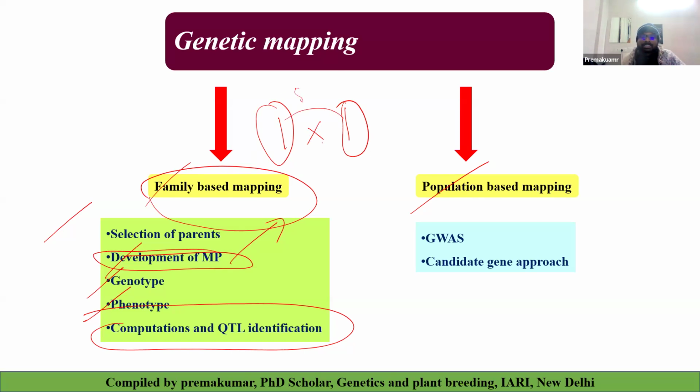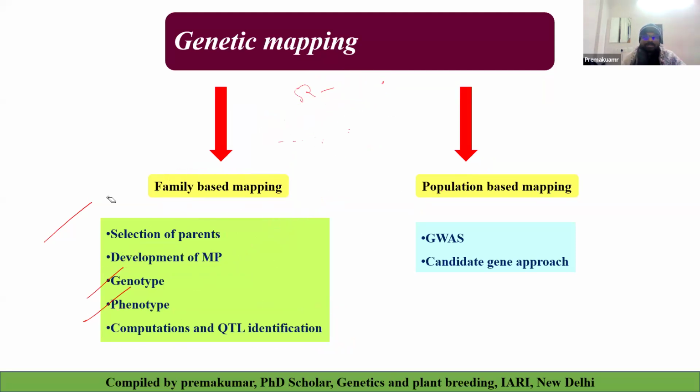For example, between two rice parents, we will get only 20% polymorphism. Within that, only the alleles will differ, and we can map the genes which differ between the parents. But the genes which are the same between the parents, we are unable to map. That is one of the disadvantages of family-based mapping.